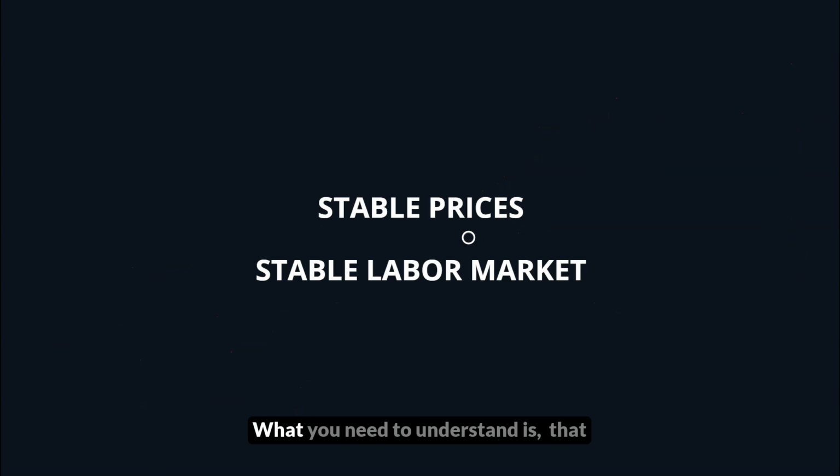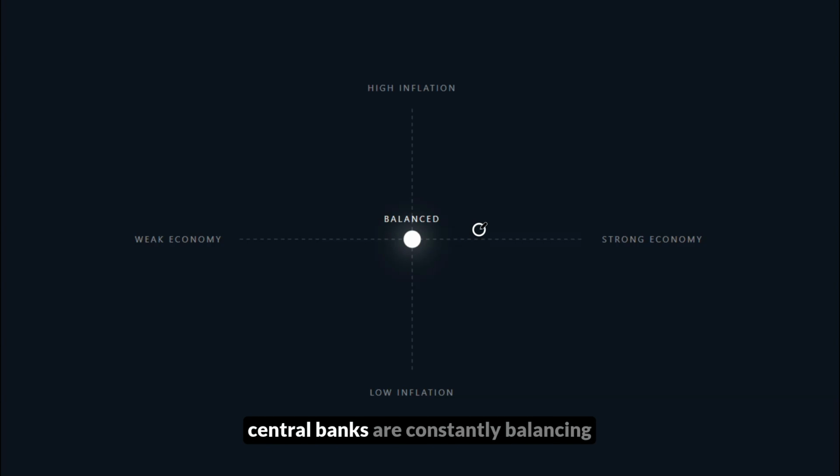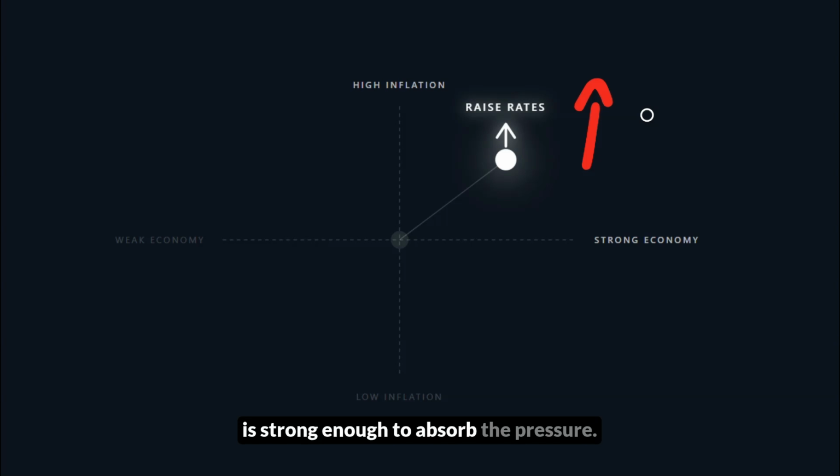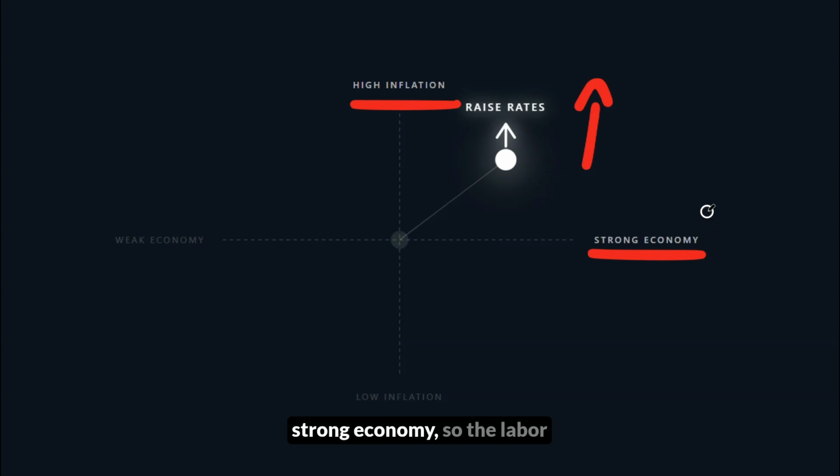But step by step, what you need to understand is that central banks are constantly balancing the two mandates, the two sides. If inflation is too high while the economy is strong, well, the choice is usually straightforward. The bank can raise interest rates or keep interest rates high because the economy is strong enough to absorb the pressure. They've got high inflation and a strong economy, so the labor market can withstand the higher interest rates that are needed to push inflation lower.